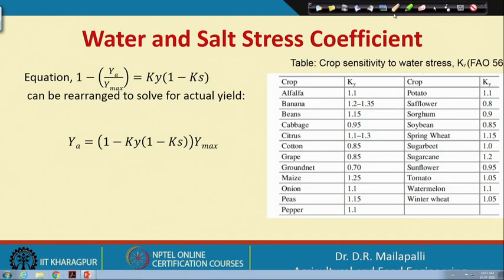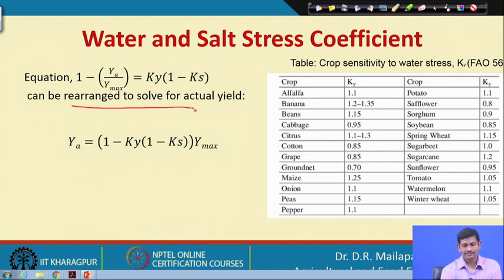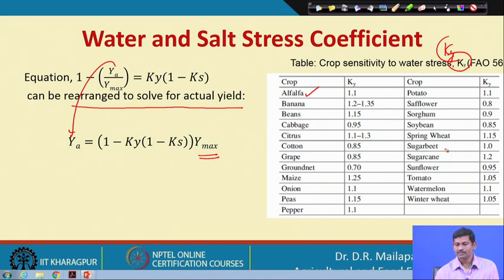Now from the previous equation, you can rearrange to solve for the actual yield. Ya is equal to 1 minus Ky into 1 minus Ks, into Y max. Here, the crop sensitivity to water stress, the Ky values, are given for different crops. You can adopt from this table, substitute it, and get the actual yield.